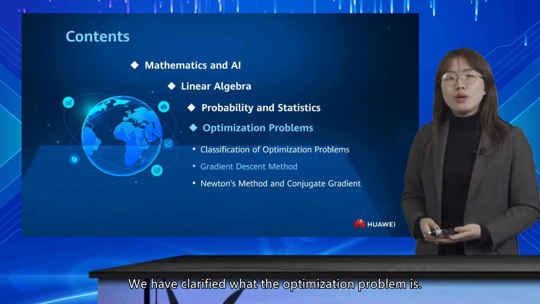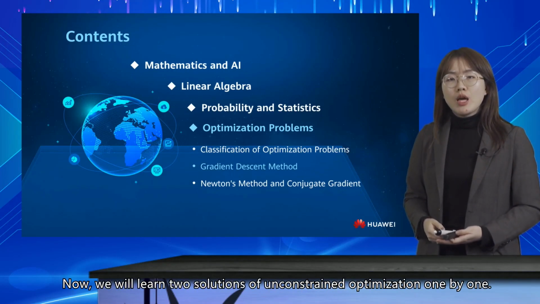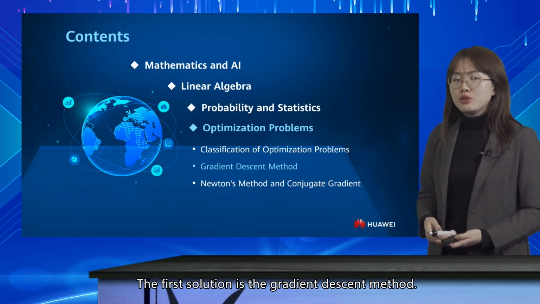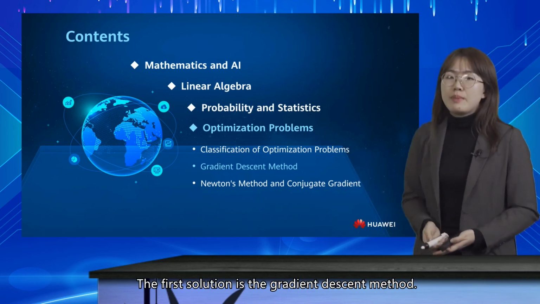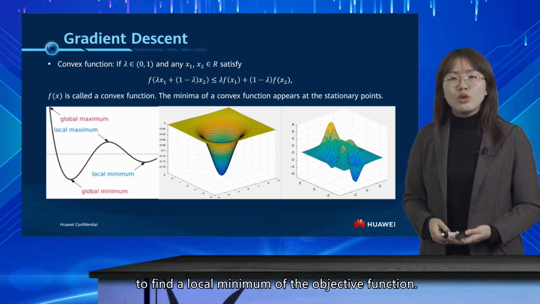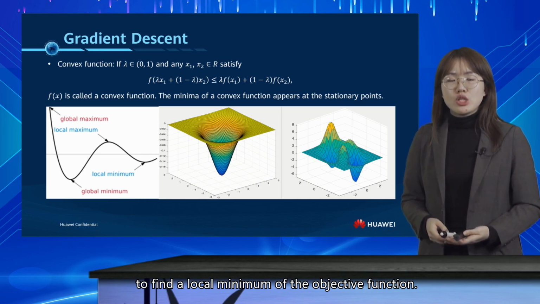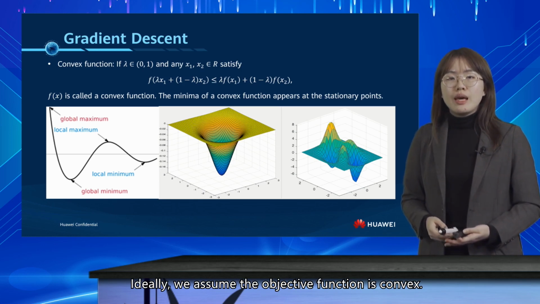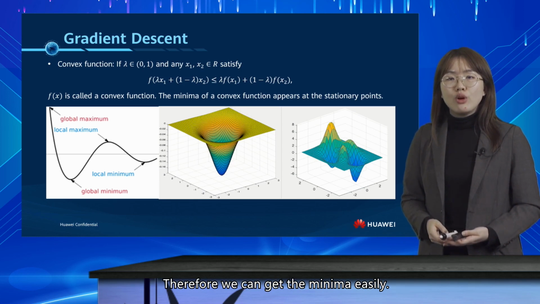Now that we have clarified what the optimization problem is, we will learn two solutions of unconstrained optimization one by one. The first solution is the gradient descent method. Gradient descent is a first-order iterative optimization algorithm for finding a local minimum of the objective function. Ideally, we assume the objective function is convex. Therefore, we can get the minimal easily.